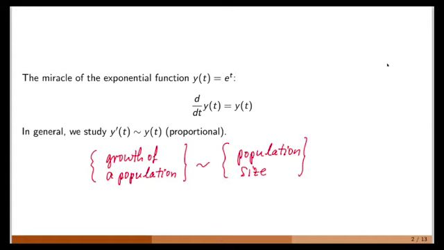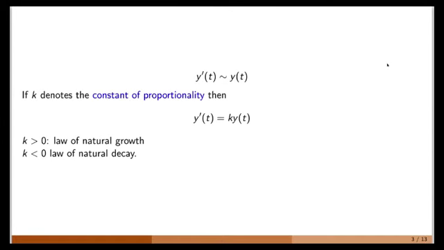If the population becomes larger, so that resources are limited or space is limited, then this proportionality would no longer hold. But if the conditions are perfect and the population can grow freely, then this proportionality is a very, very good assumption. So how do we express proportionalities? Well, we use a constant of proportionality, which I call k, and then we write y prime equals ky.